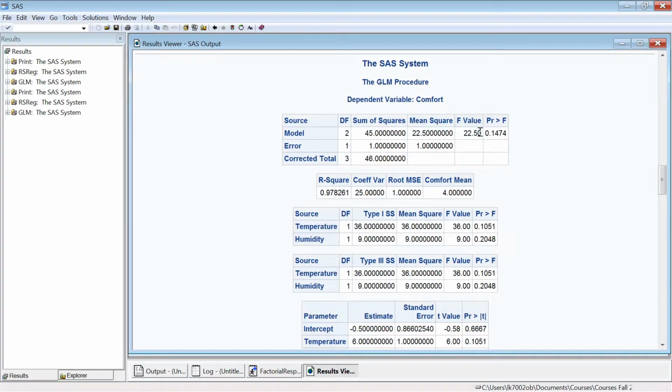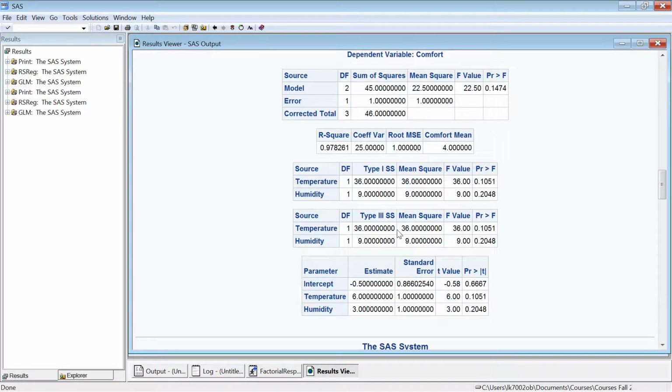So in this case we can calculate the p-value. The way it is calculated, the mean square of the model, which is the effect of both temperature and humidity, is divided by the mean square error. Here, as you can see, the temperature effect mean square was 36, the average variation, and then divided by the error, which is 1, it's 36. Same for humidity, divided by the mean square of error, which is 1 here, 9 by 1 is 9. So this is the F value, and this is simply the probability from an F distribution.